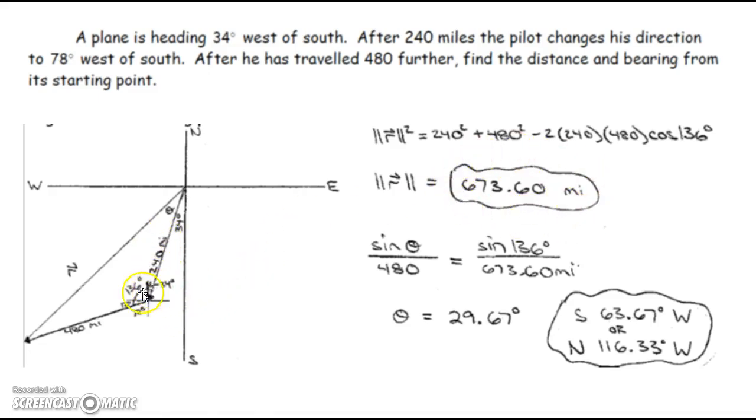And now we have angles and we have all three side measures, so we can jump to the law of sines to find the measure of angle theta. And so here the measure of angle theta using the law of sines is 29.67 degrees. So we have 29.67 degrees, we have 34 degrees, so the angle bearing is 63.67 degrees, and the distance is 673.60 miles. So we have to pull in a lot of mathematics that we know. And again, my argument is drawing a picture is going to help us do all that.